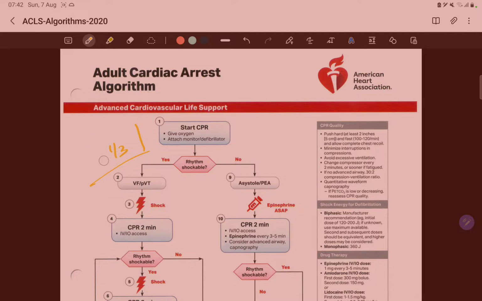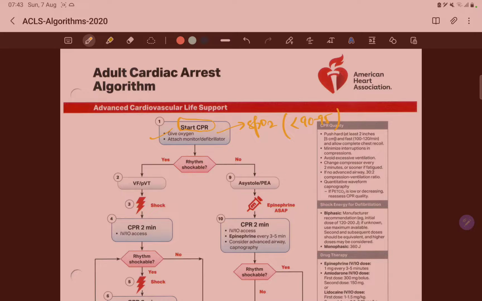Okay, so we start with the CPR. We will check the SpO2. If the SpO2 is less than around 90 to 95%, we'll give oxygen. If there is no oxygen, we don't give anything.